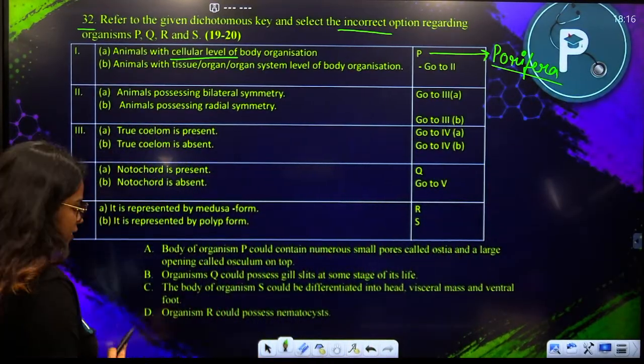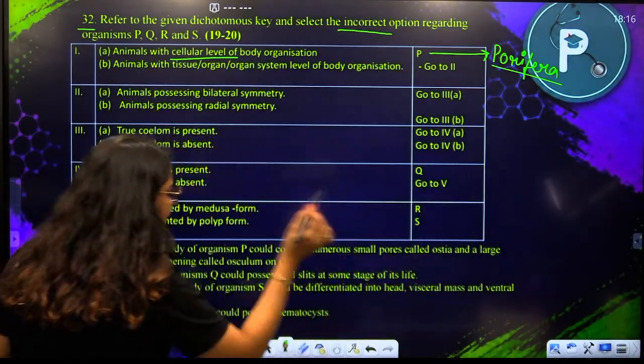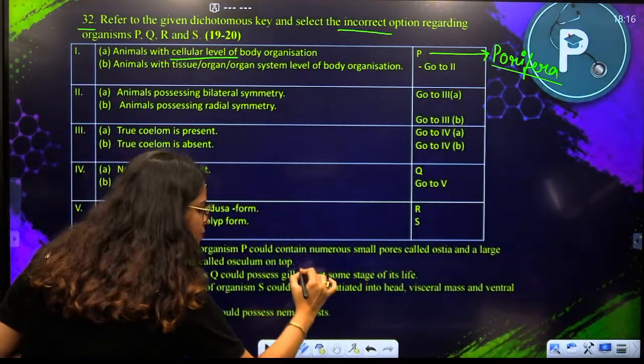Okay, we have to read out here. Body of organism P could contain numerous small pores called ostia and a large opening called osculum on the top. This is correct.